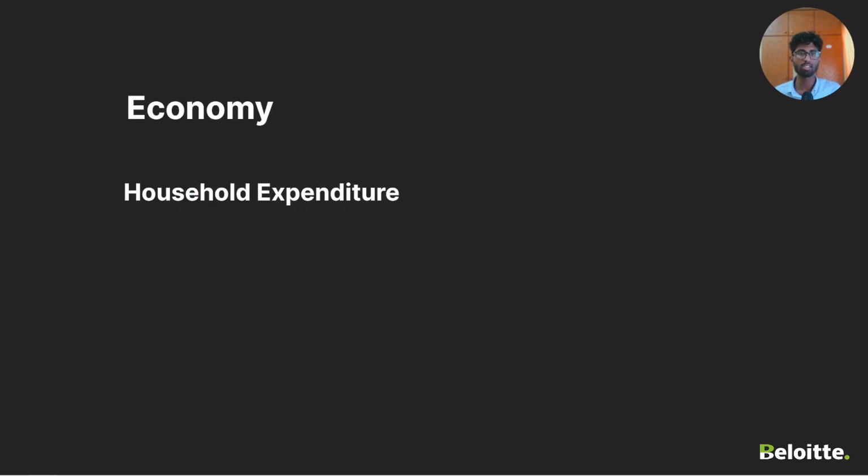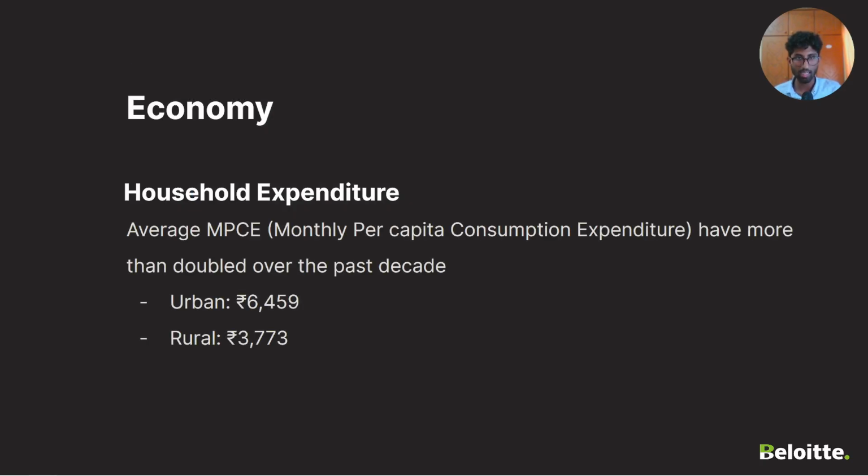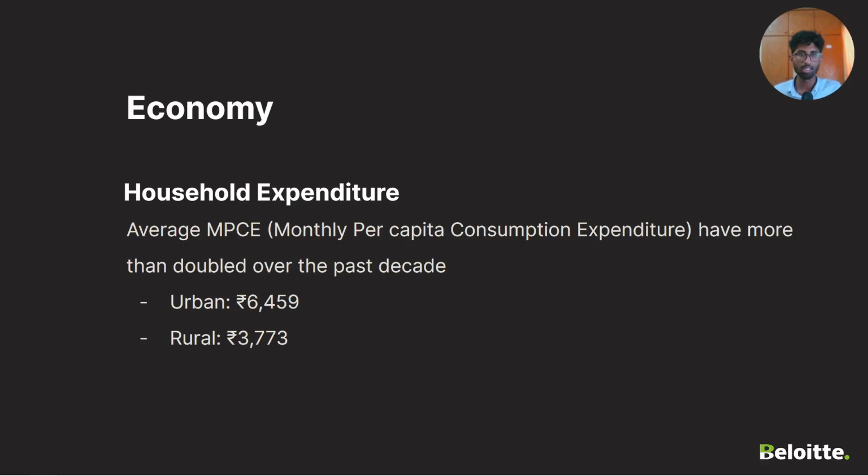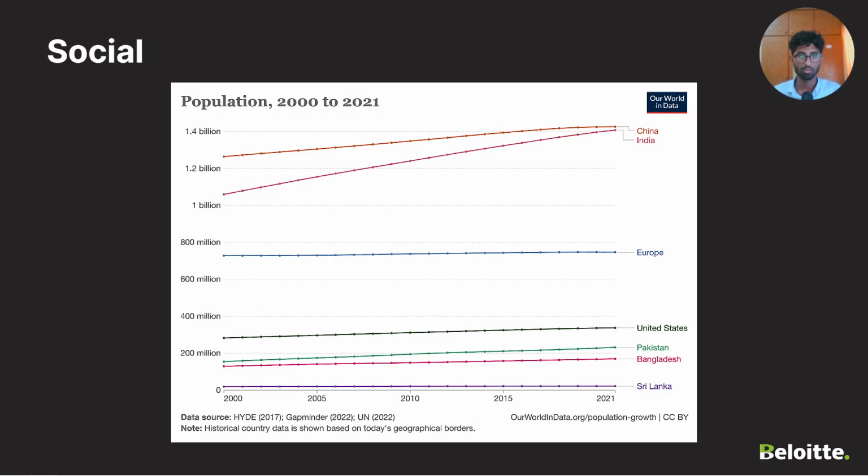Now, household expenditure has more than doubled over the past decade in India in both urban and rural areas, meaning the purchasing power and also the purchasing habits of Indian citizens and residents in general have increased. Now, why is this important? I'll come back to that later. Now, let's look at the social aspects.